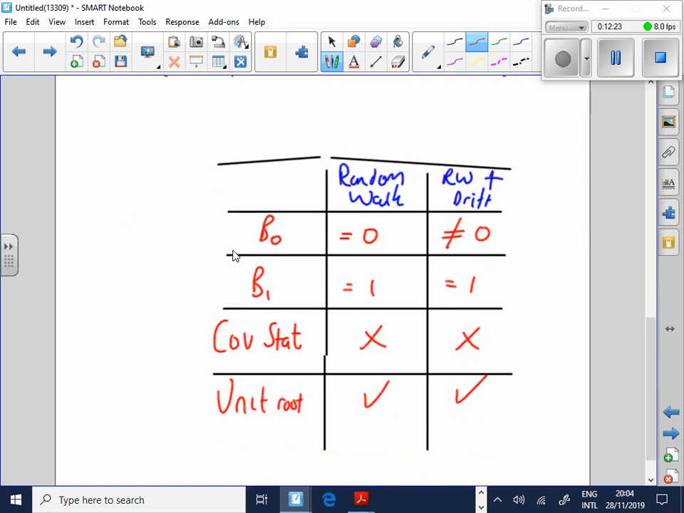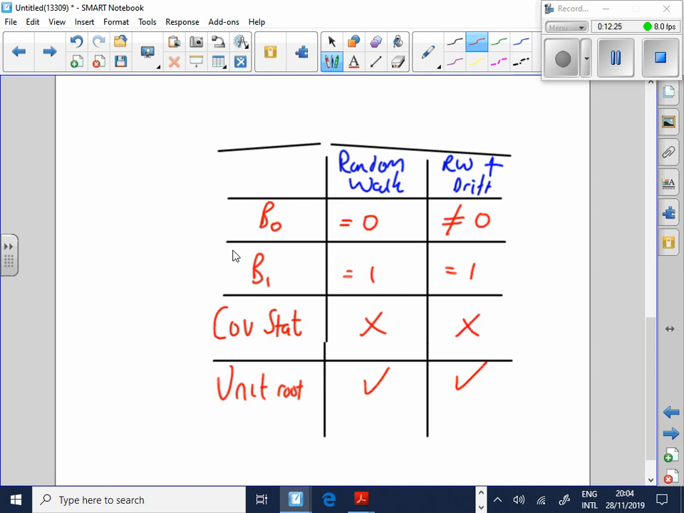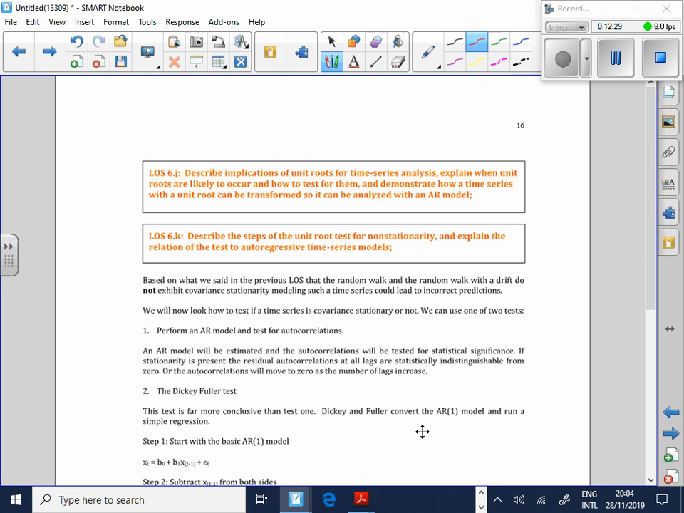If you keep this table in mind, you're good to go. Let's go, top of page 16. Based on what we said in the previous learning outcome, the random walk and the random walk with a drift do not exhibit covariance stationarity. We now look at how to test if it's covariance stationary or not. Remember, that's the key test.